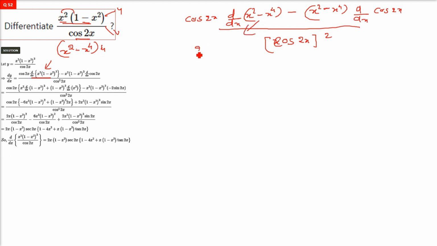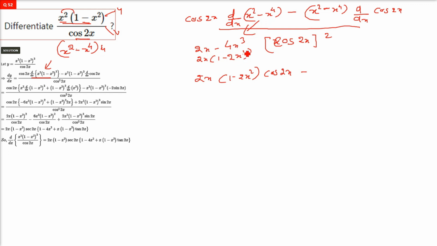First, let us differentiate the x square minus x to the power 4. It is going to be 2x minus 4x cube. You can take 2x common from here if you want, just to make them simple. So it will be 1 minus 2x square inside. This is the differentiation of x square minus x to the power 4. So 2x into 1 minus 2x square. And then we have a cos 2x already here, cos 2x. Then minus, this is x square minus x to the power 4.